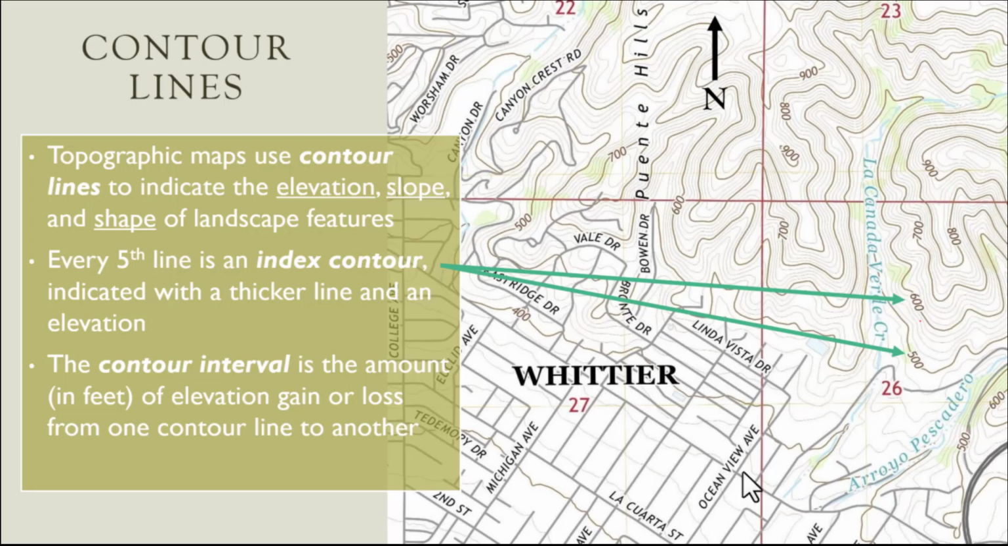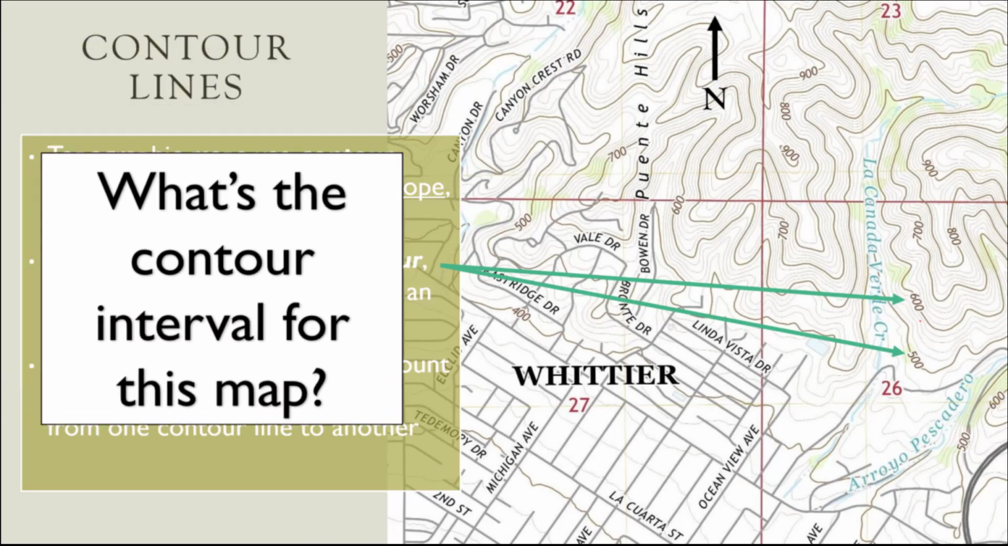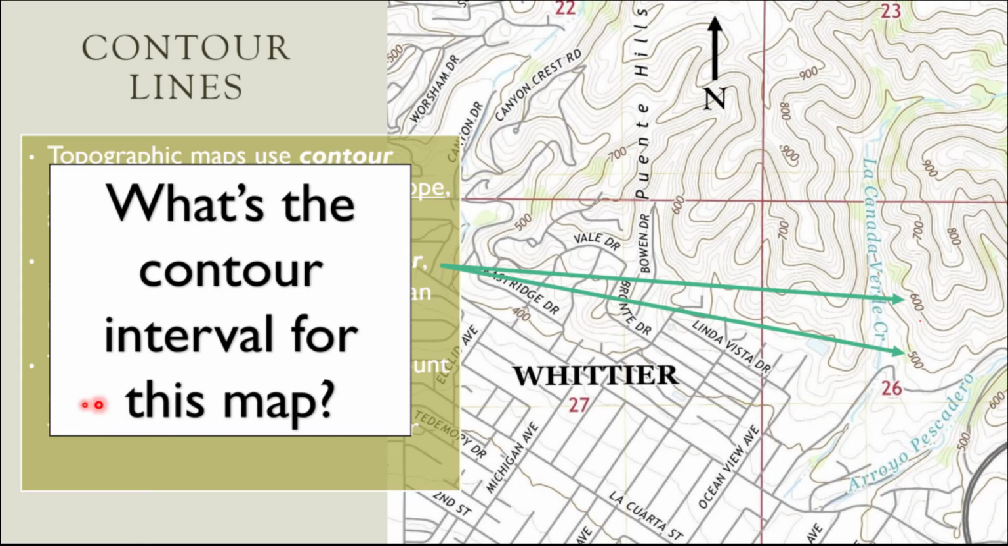On this map, the contour lines show hills in the northern half of the map and city streets where the topography is flatter. What's the contour interval for this map? Considering that each index contour represents an elevation change of 100 feet, and there are 5 contour lines per index contour, 100 divided by 5 equals 20 feet. Let's check if that works. Starting at 500, 520, 540, 560, 580, 600.